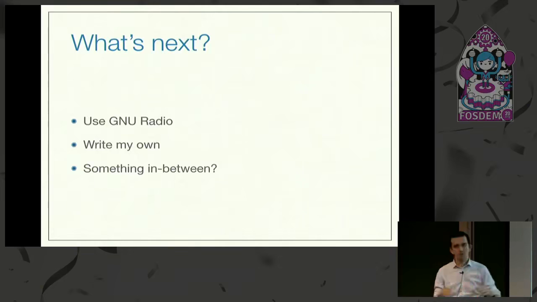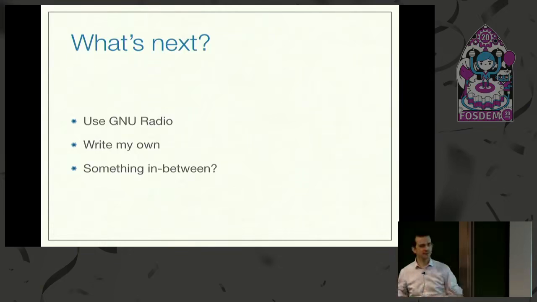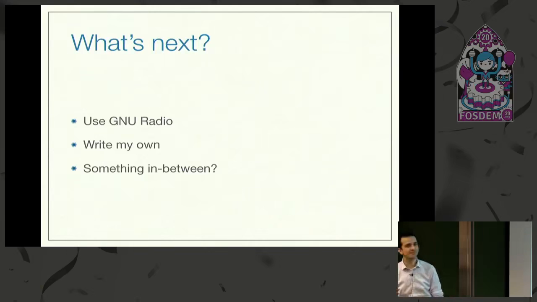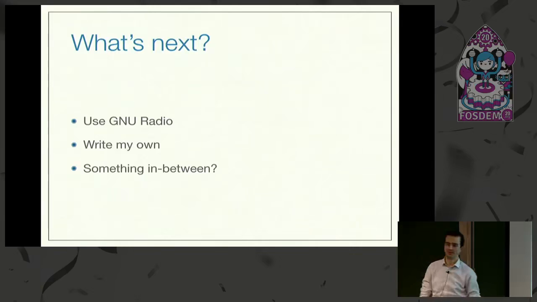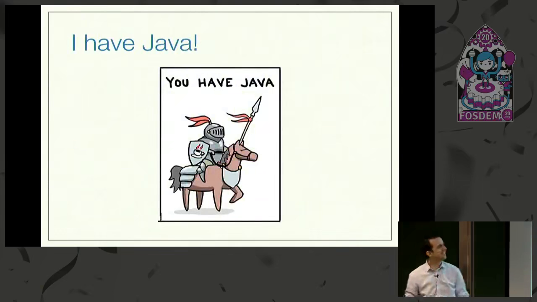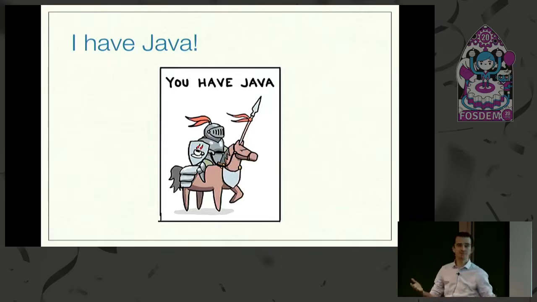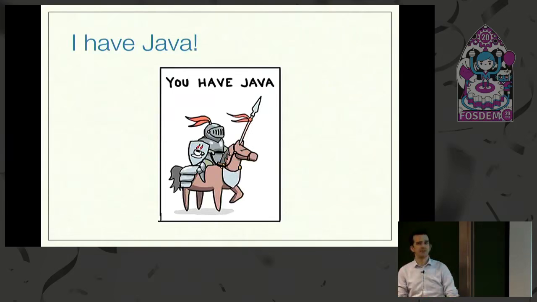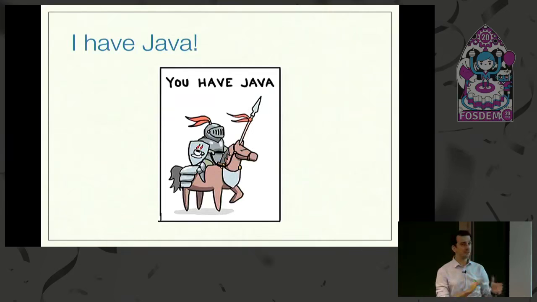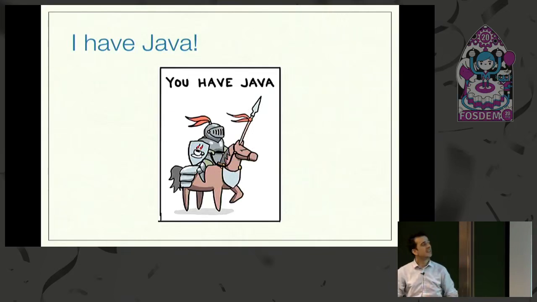Another option, I could write my own DSP framework, right? And spend my next 5 years trying to debug it and see if it really works. That's too time consuming. I don't want to do it again. Or maybe I can do something in between. And I did it. I used Java. I decided to rewrite the gr-satellites piece in Java. Well, of course, I had to rewrite a piece of GNU Radio in Java, right?